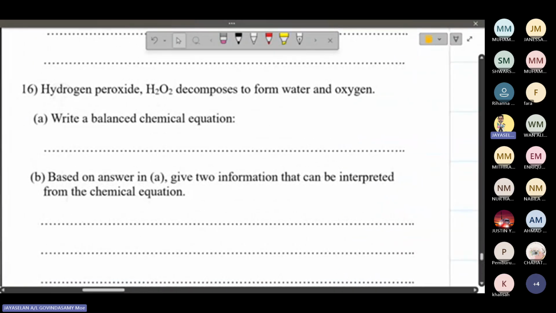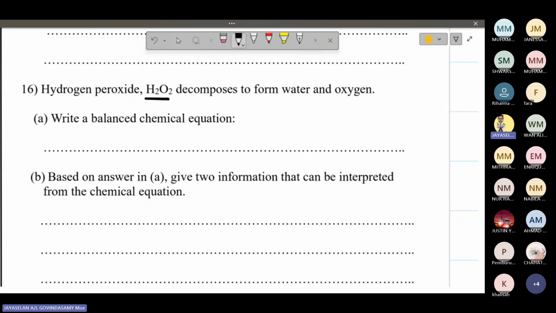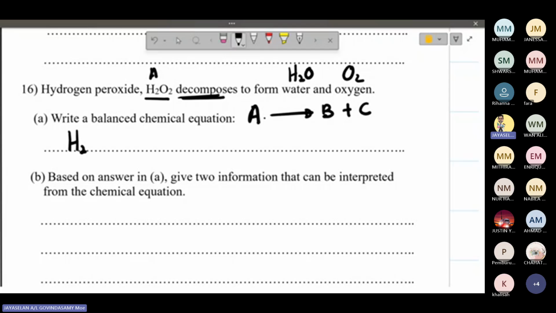This equation I do. When it says H2O2 decomposes, it says decomposes to produce water. What is the formula of water? Write H2O. What is the formula of oxygen? O2. Okay? When there is the word decomposes, you have to follow this format: A becomes B and C. Your A is this one, so you take the H2O2. Understand?